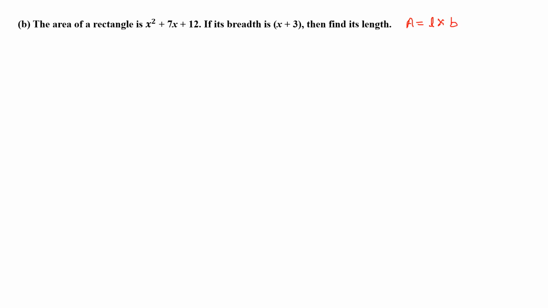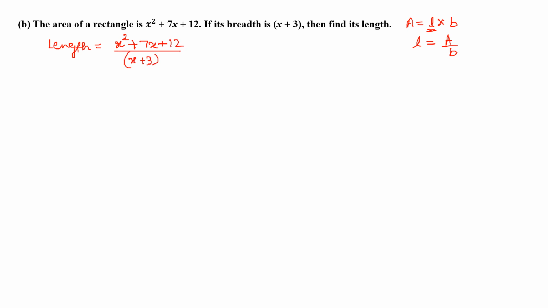Okay, and what you have to find? Length. So to find length, you have to transpose breadth to the other side. So it will become area divided by breadth. Now I'm going to use that concept over here. So length will be area, which is x square plus 7x plus 12, divided by x plus 3.